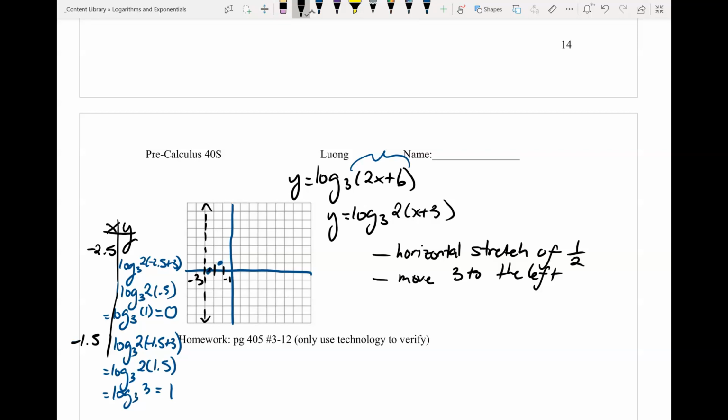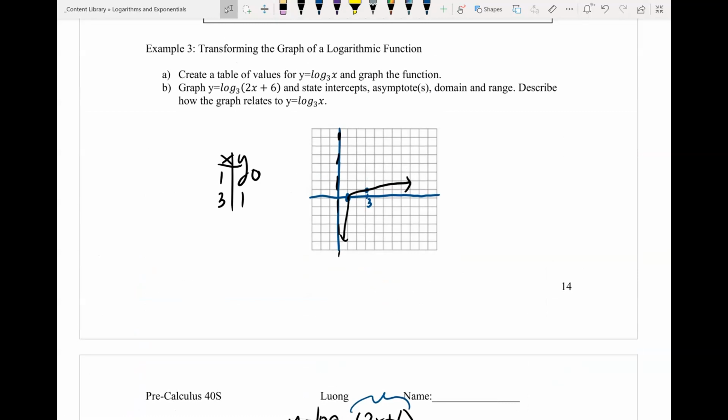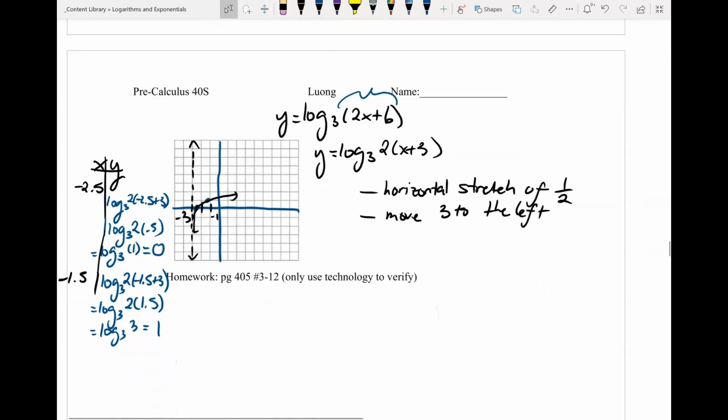So it's going to go like this, and then towards the asymptote. Try to be careful not to touch the asymptote though, it just needs to approach it. Something like this. And that is our graph. So before this is over, we still have to describe the intercepts and then state our asymptote, domain, and range.